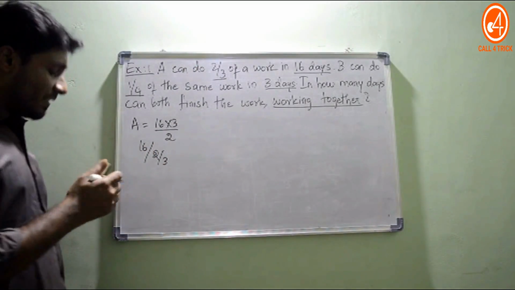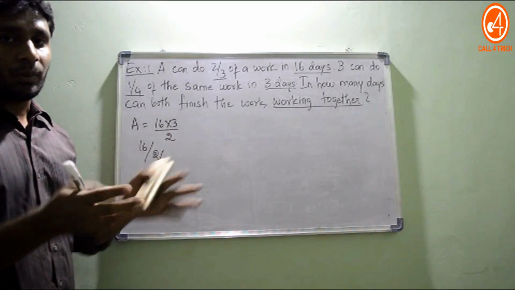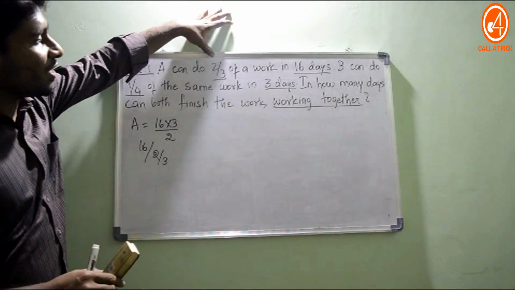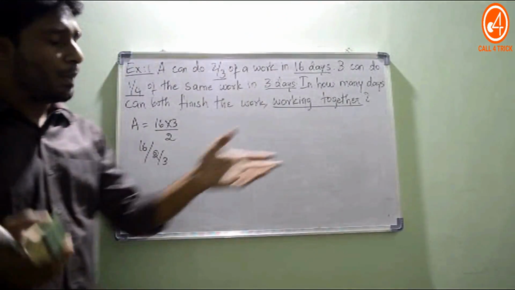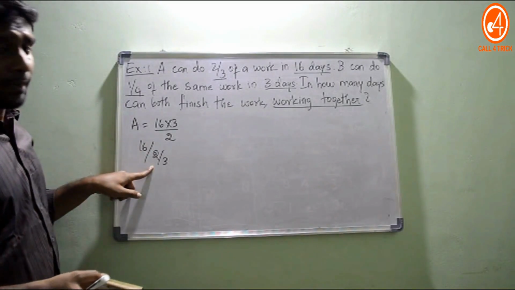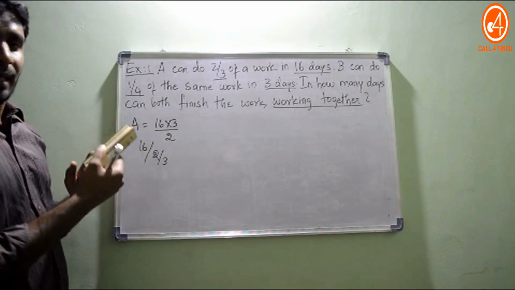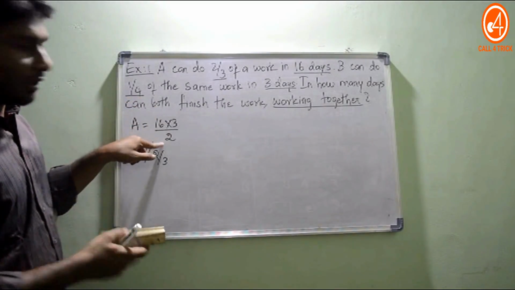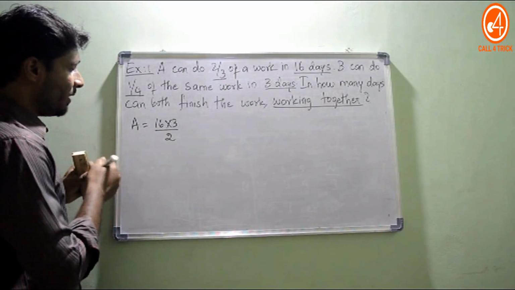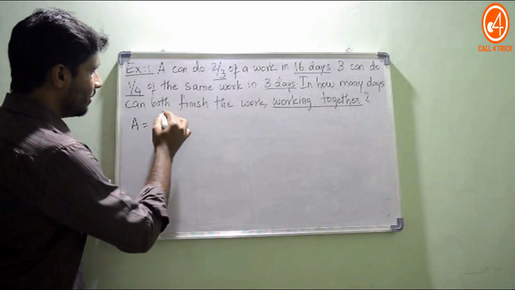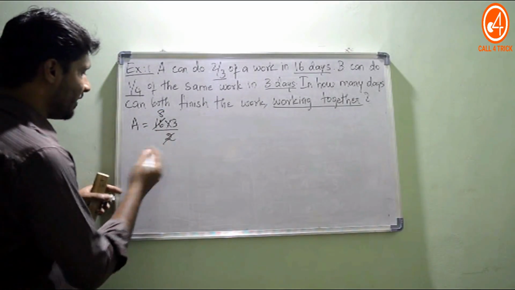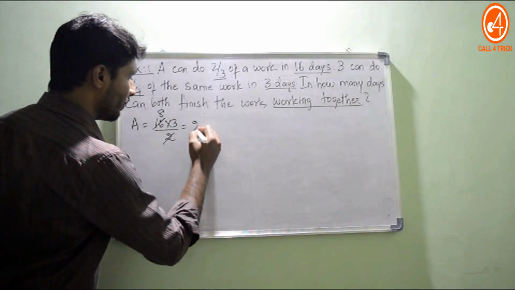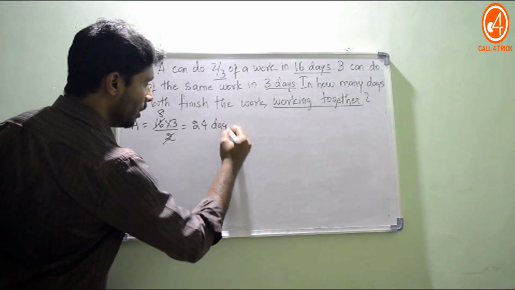Got it? So they have actually not given the complete work. Only 2/3 of the work is given for 16 days. So simply go for 16 divided by 2/3. When you take the reciprocal, it becomes 16 into 3/2. When you cancel this, it becomes 8 and this becomes 24. So A can do the work in 24 days.